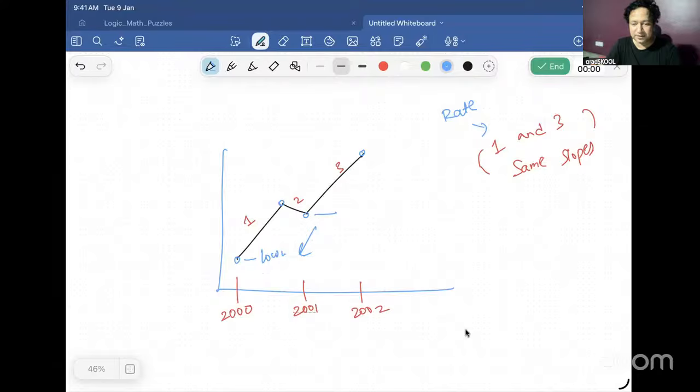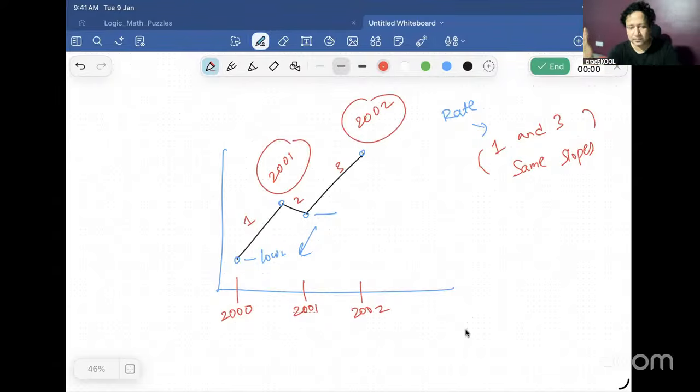ठीक है, ग्रीड की बात छोड़ देते हैं. I am saying everything else remaining constant. So what does that mean? The higher rate growth is in 2001, not in 2002. You understand that? This is how we will be using slopes. Clear? All of you got that?